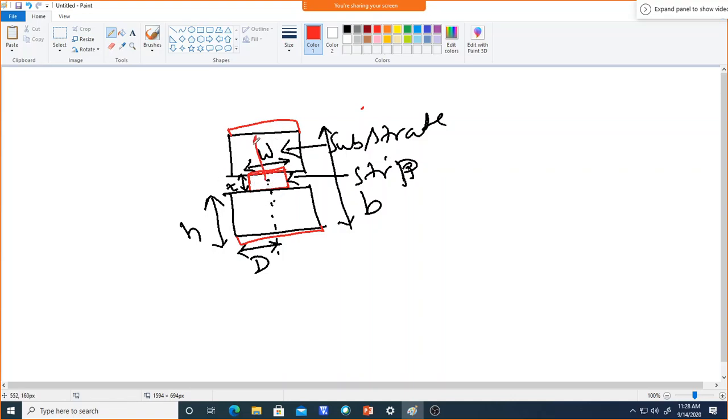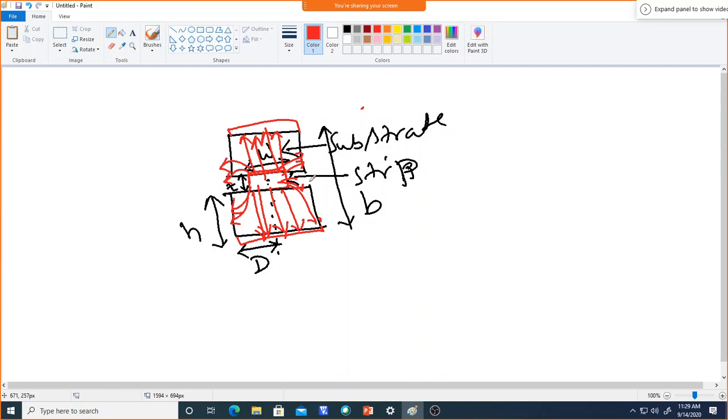So the fields will go exactly to the ground plane from the center conductor. This is actually the field lines. Now if you come to the edges, only at the edge portion it will be fringing fields, which we call fringing fields. At the center the field lines will be maximum and go directly, and at the edges they will slightly die off, from the conductor edges to the substrate edge.